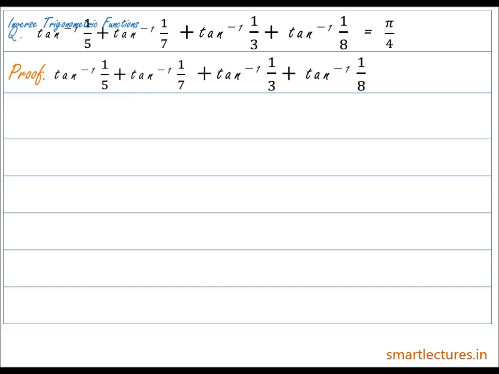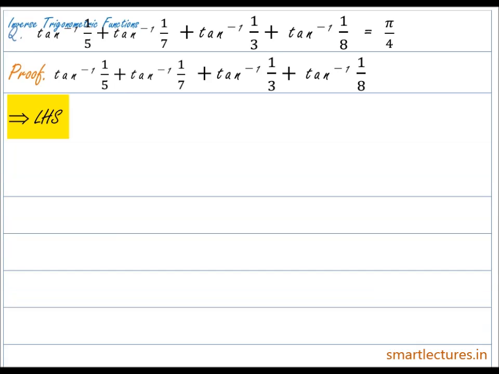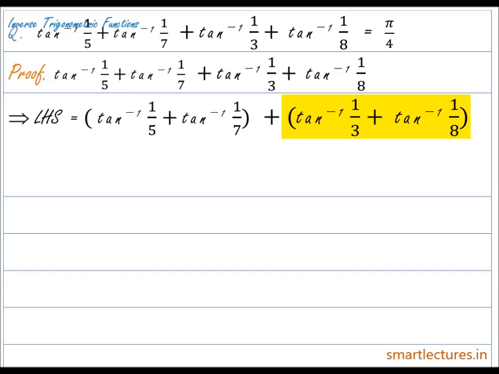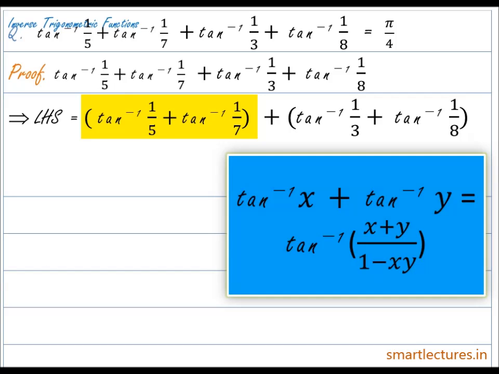And for that, first we shall add tan inverse 1/5 to tan inverse 1/7. And the result of this sum will be added to the sum of tan inverse 1/3 and tan inverse 1/8. And for adding tan inverse 1/5 to tan inverse 1/7, we shall use the trigonometric property as per which tan inverse x plus tan inverse y is equal to tan inverse of (x plus y) upon (1 minus xy).